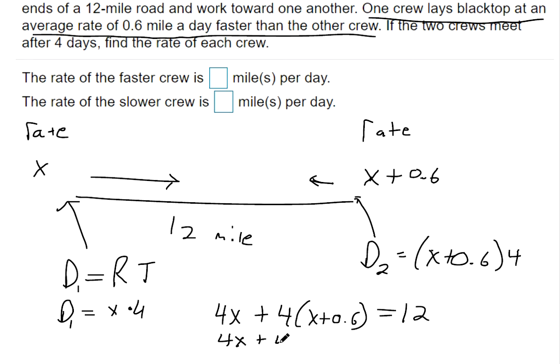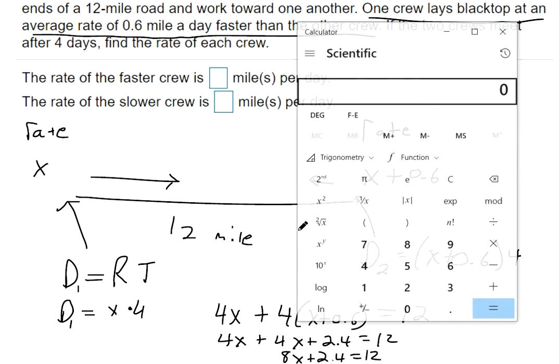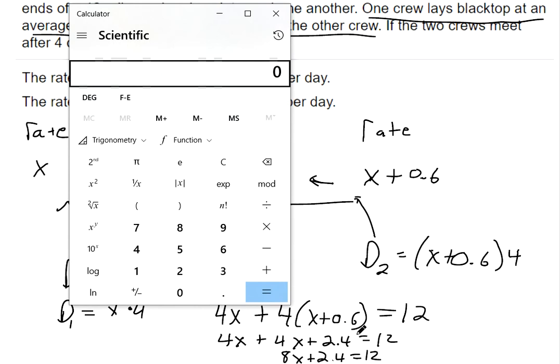Because if we distribute that 4, that's 2.4 here. So that gives us 8x plus 2.4 equals 12. And then we're trying to get x by itself. So I'm just going to do this step a little bit quicker because I ran out of room. I'm subtracting that 2.4 from both sides, and then I'm going to divide by 8.